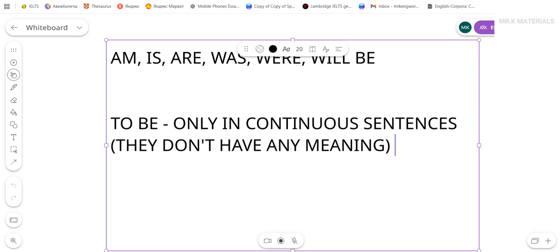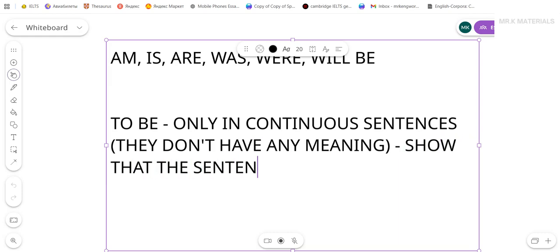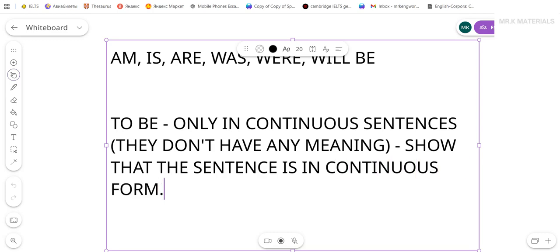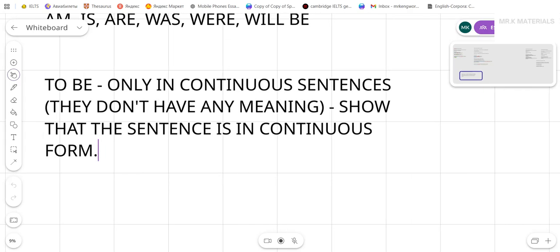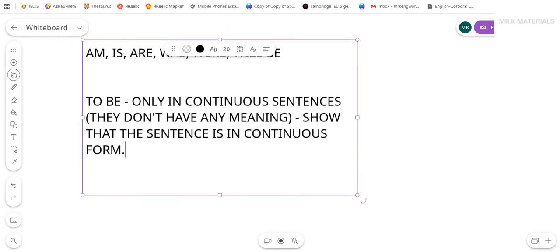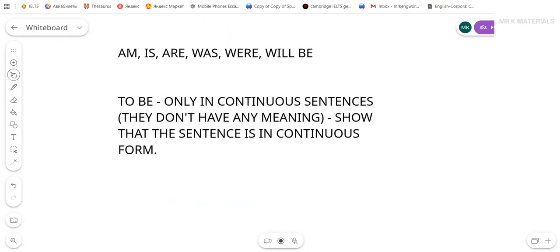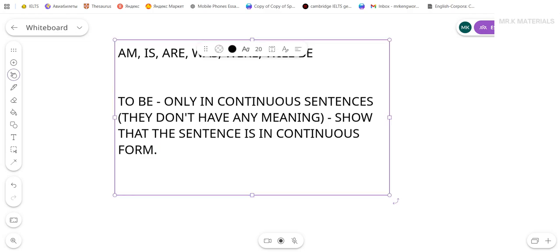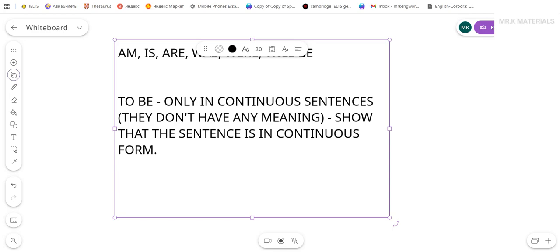They have a function. So what is their function? They show that the sentence is in continuous form. That's it. All they do is show the person who's listening to you or reading that this is happening right now. This is present continuous or future continuous or past continuous. That's it. They don't do anything else. Let's get an example here.